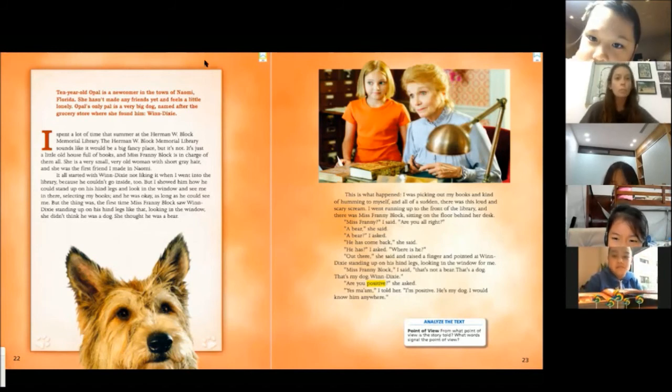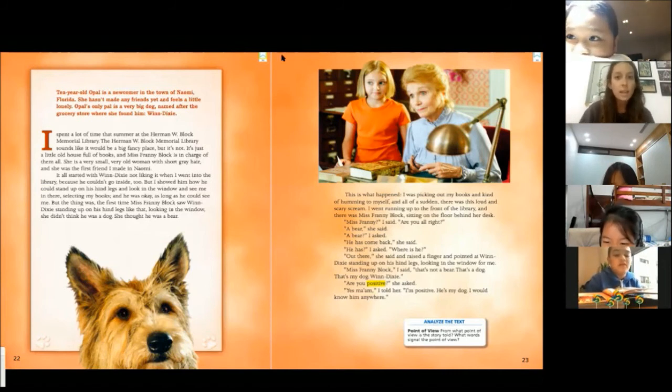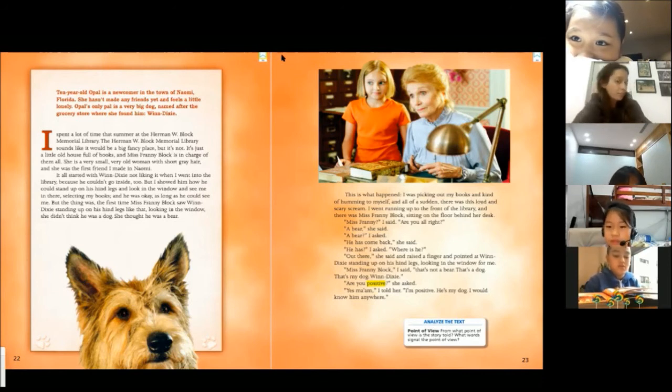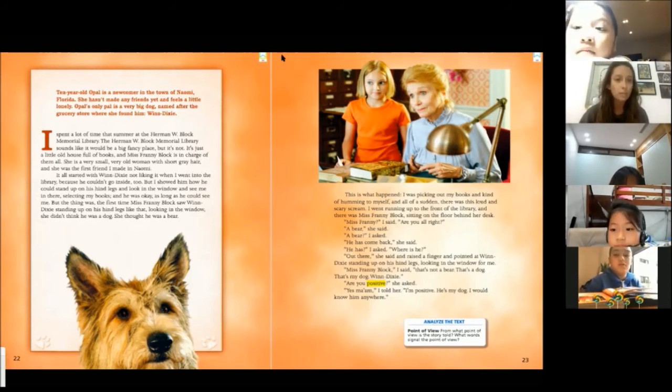10-year-old Opal is a newcomer in the town of Naomi, Florida. She hasn't made any friends yet and feels a little lonely. Opal's only pal is a very big dog named after the grocery store where she found him, Winn-Dixie. I spent a lot of time that summer at the Herman W. Block Memorial Library. The Herman W. Block Memorial Library sounds like it would be a big, fancy place, but it's not. It's just a little old house full of books, and Miss Franny Block is in charge of them all.